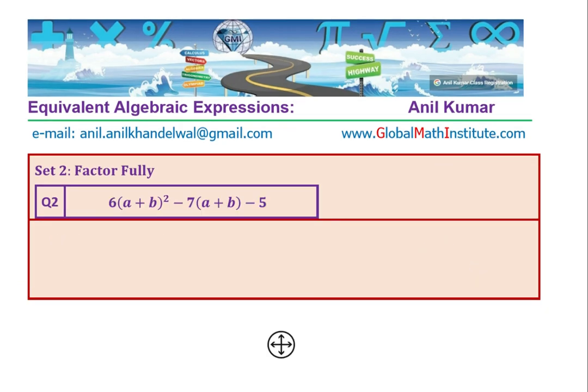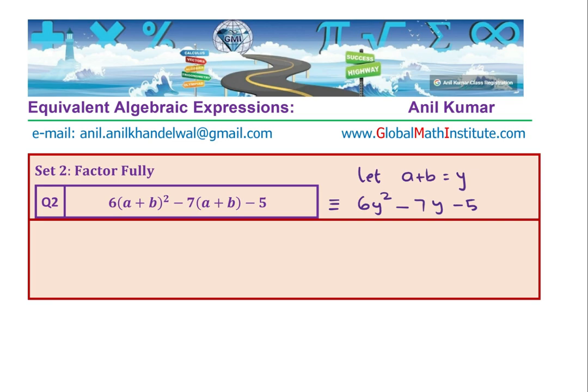Now let's take up the second example, which is 6 times a plus b whole square minus 7 times a plus b minus 5. This is relatively straightforward. Let a plus b equal to, let's say, y. So in that case, the expression becomes what? It becomes 6y squared minus 7y minus 5, correct? So these two are equivalent expressions. We just wrote a plus b as y. So that is another strategy. Complicated looking expressions can be simplified by simple substitution, just as we did.